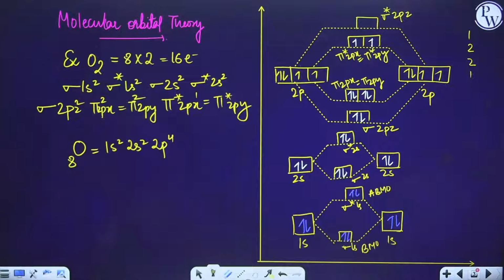Everybody just take a minute and write this down so that we can move on to the next part. Shall we move now to the next part, everybody?